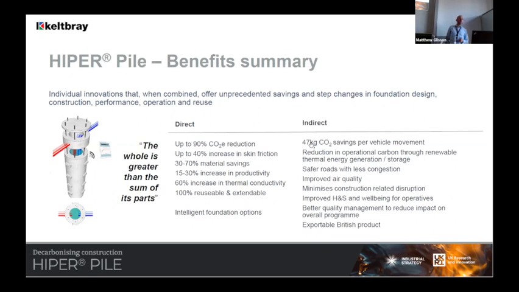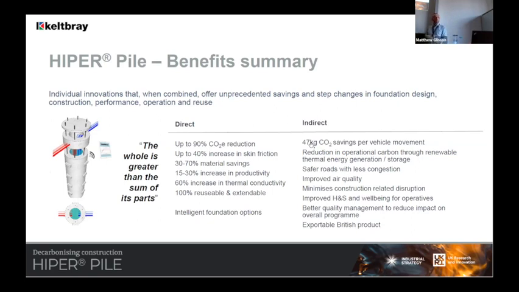And the summary of the benefits are on the screen there for all to see. We're currently working through an EPD to back up some of the claims here. But effectively, by reusing the piles once, incorporating the earth-friendly concrete, taking out the material that's not needed, we get to around about a 90% saving in embodied carbon. Up to a 40% increase in skin friction in certain ground conditions, an overall 30 to 70% material volume saving depending on the diameter of the pile itself, a 60% increase in thermal conductivity, and obviously fully reusable.